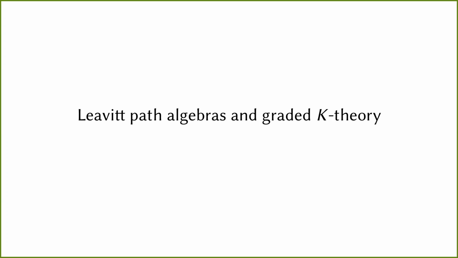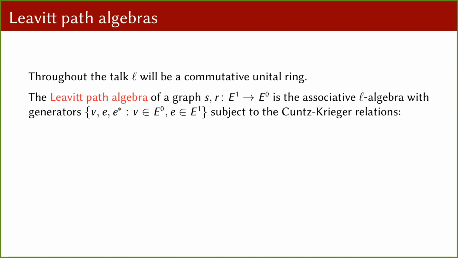So let us begin by saying what a Leavitt path algebra is. Throughout the talk, the letter L will be a commutative unital ring. And the Leavitt path algebra of a graph, well, first I should say what I mean by a graph. A graph is a set E1 of edges, a set E0 of vertices, and source and range functions that determine where a given edge starts and ends.